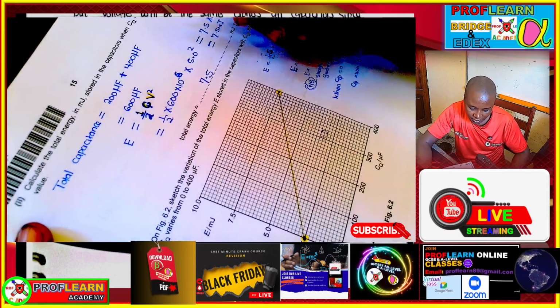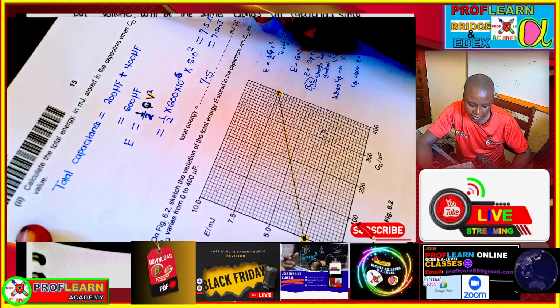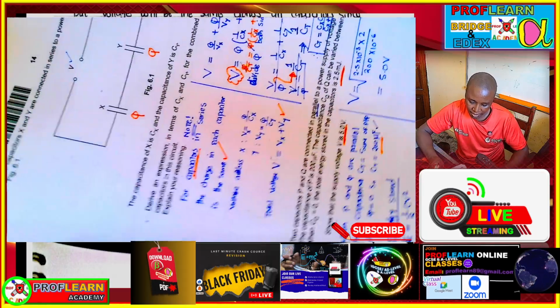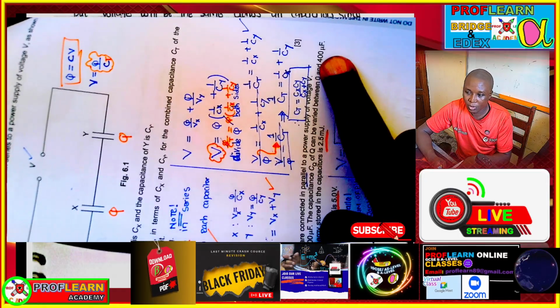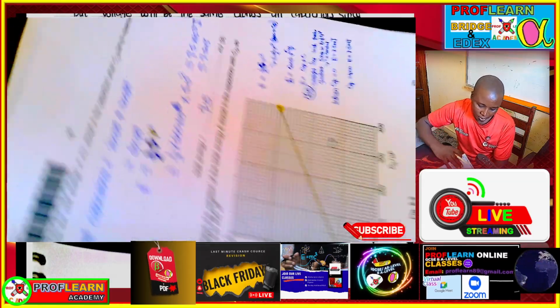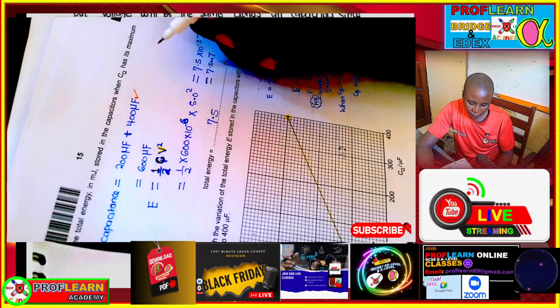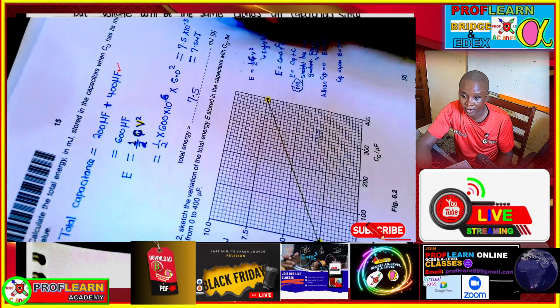Calculate the total energy in joules stored in the capacitor when Q has a maximum value. What is the maximum value? The maximum value, we were told, is varied from 0 to 400. So if it's at the maximum value, then the total capacitance is going to be 400 plus 200 microfarads, which translates to 600 microfarads.